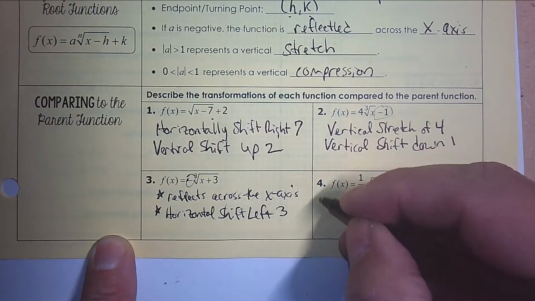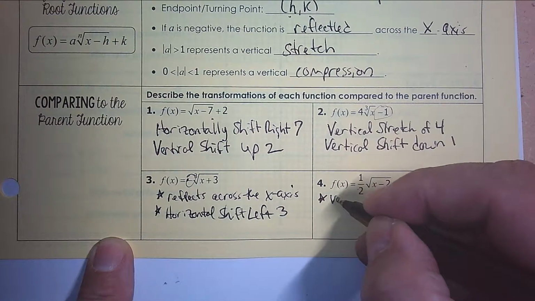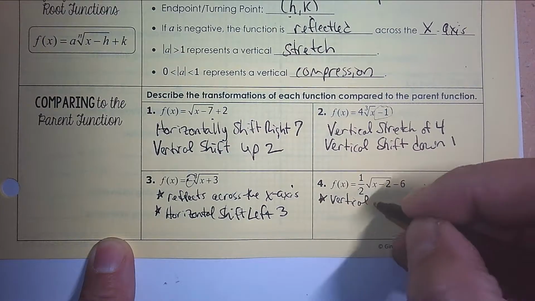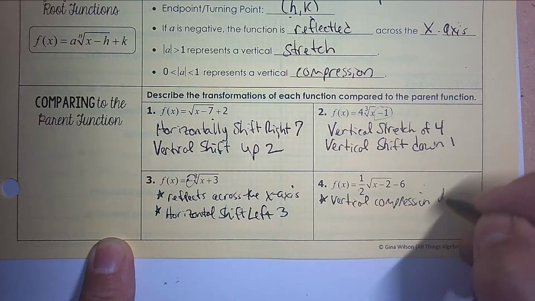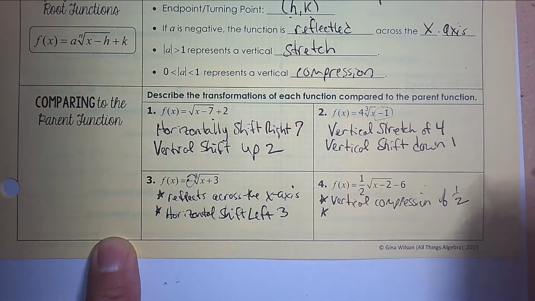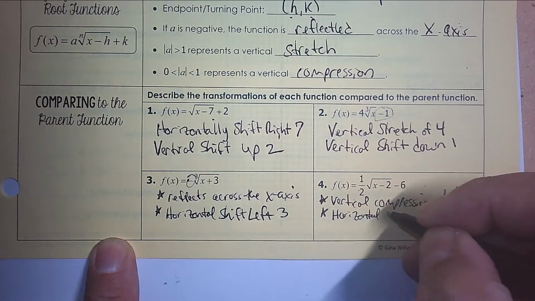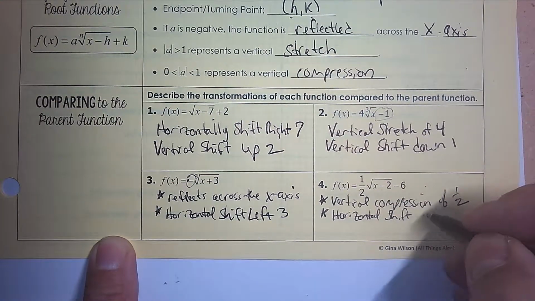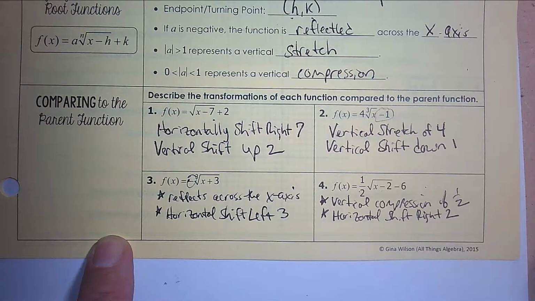What does the 1/2 do? We're just going to go one piece at a time. Because it's less than 1, it's called a vertical compression of 1/2. What does the negative 2 do? It's a horizontal shift in what direction? Right or left? To the right.